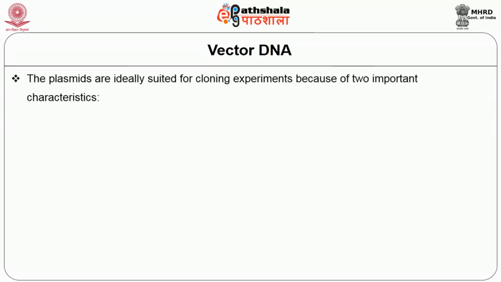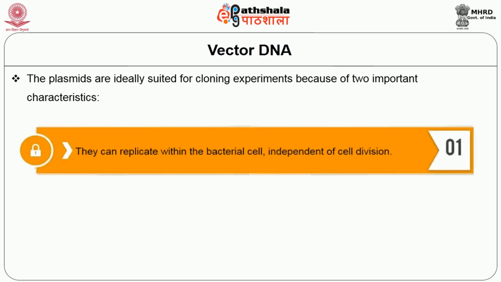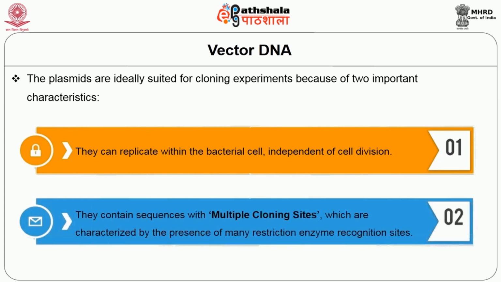The plasmids are ideally suited for cloning experiments because of two important characteristics. Firstly, they can replicate within the bacterial cell independent of cell division. And secondly, they contain sequences with multiple cloning sites, which are characterized by the presence of many restriction enzyme recognition sites. This enables them to be cut by a restriction endonuclease that best suits the DNA to be inserted.